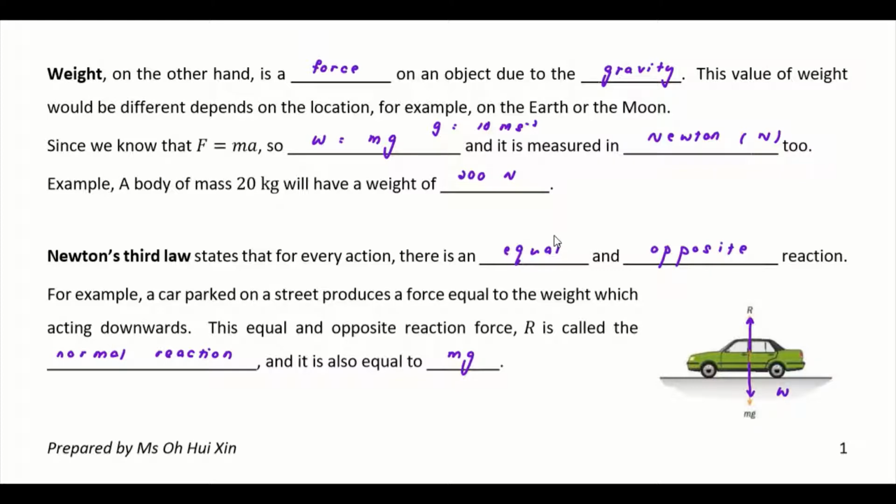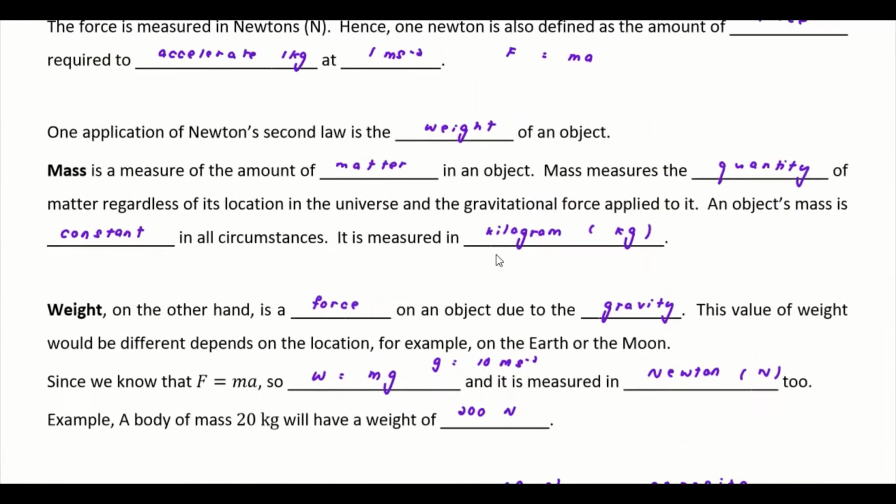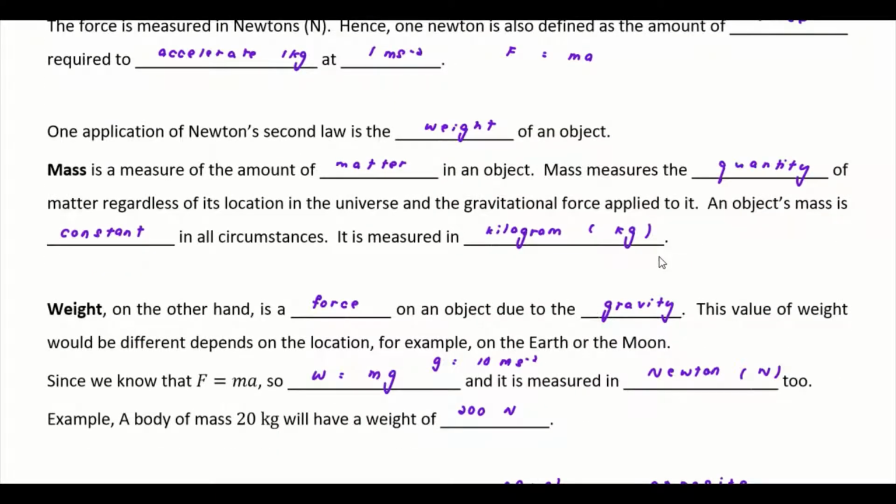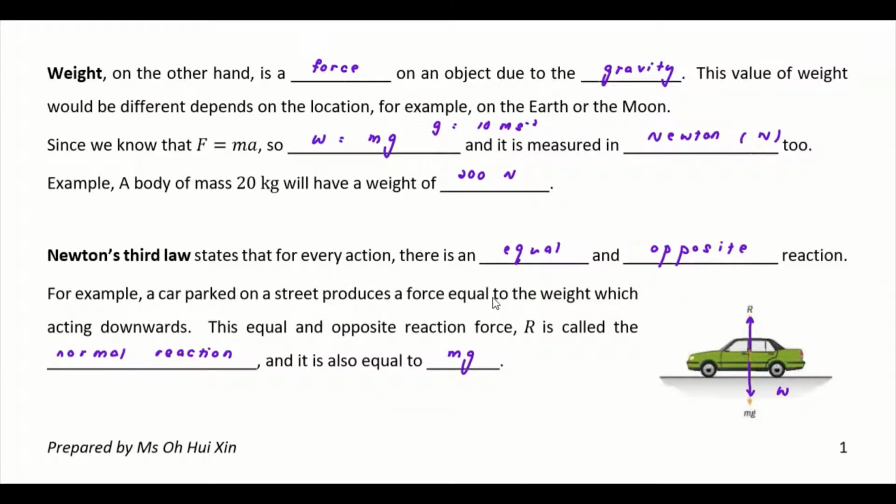Now let's look at the focus of the day, which is tension. I hope you can spend some time to actually understand it. I think it's pretty easy. The first law is that the object remains stationary or moves at a constant velocity unless you have an external force. The second law expresses the force, which means the force is equal to the mass multiplied by the acceleration. Third law, for every action there's an equal and opposite reaction. Just like that. Now let's look at tension.